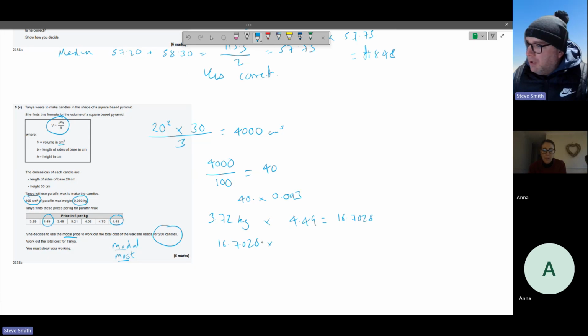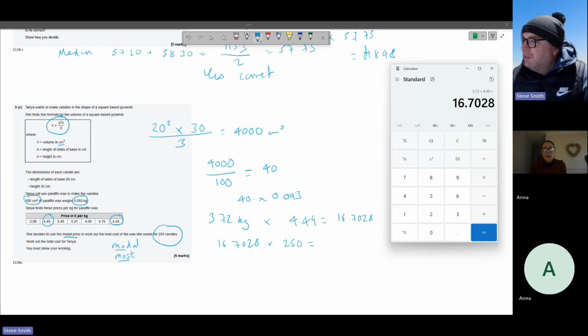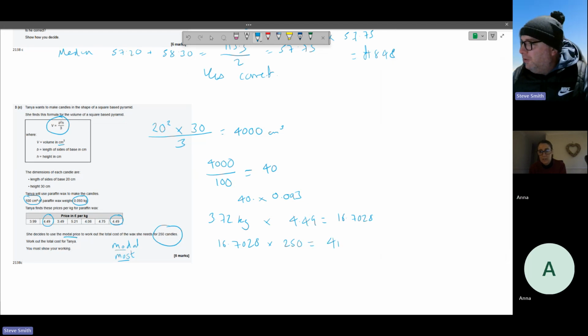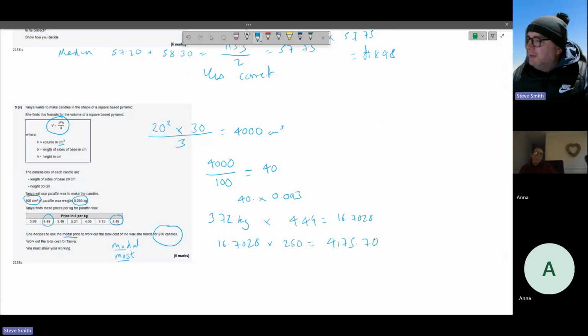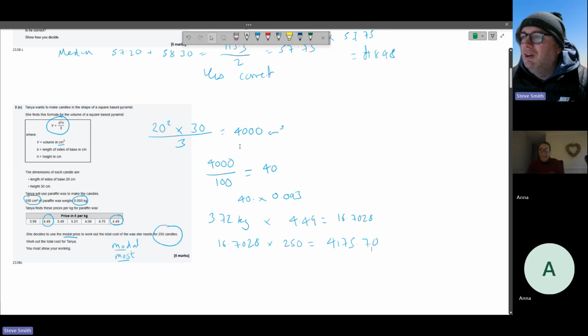16,728 multiplied now by 250. Work out a total cost. Times 250, 250 equals. No way. Well, I suppose if candles do cost £30, 4175.70.